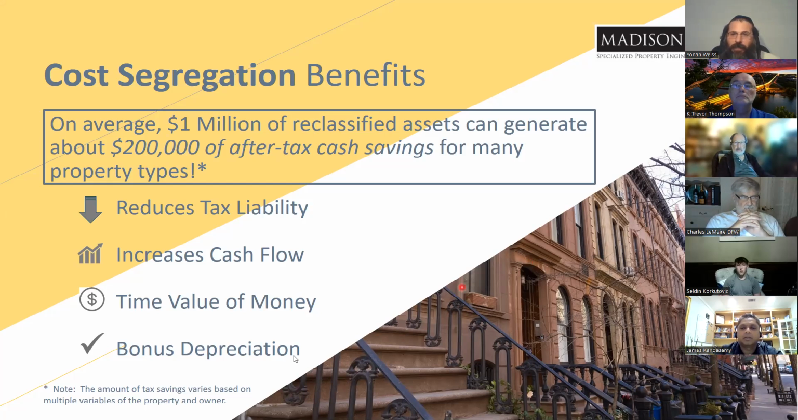I see someone else sent me a message here. Non-owner occupied single through 6-unit properties can be cost segregated as well. Yeah, I mean, any types of property, single families, absolutely. Any type of property can do cost segregation. So let's move right along here.